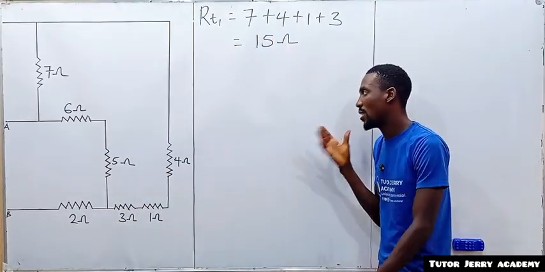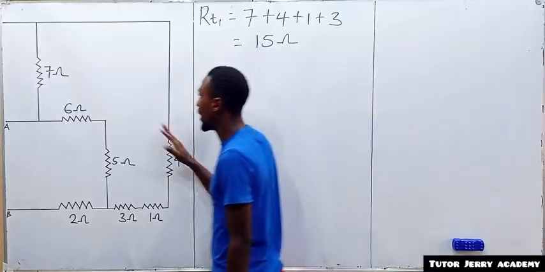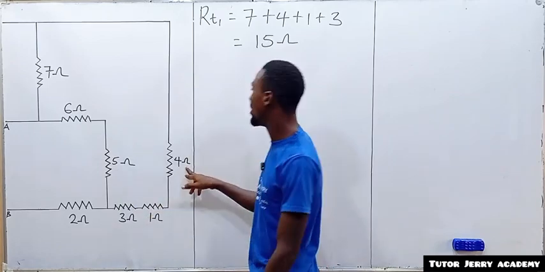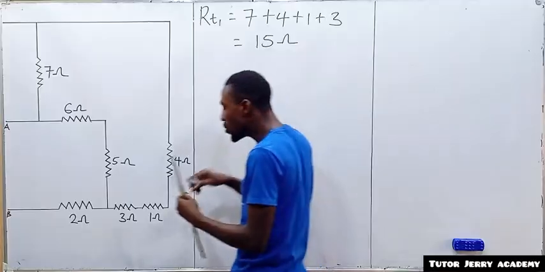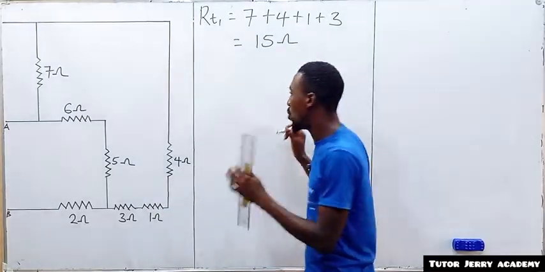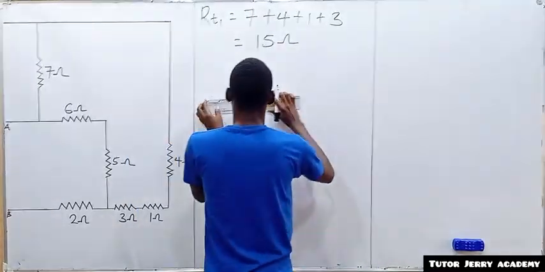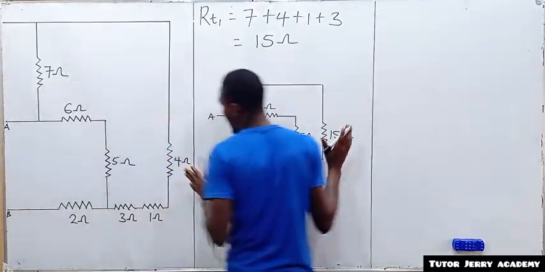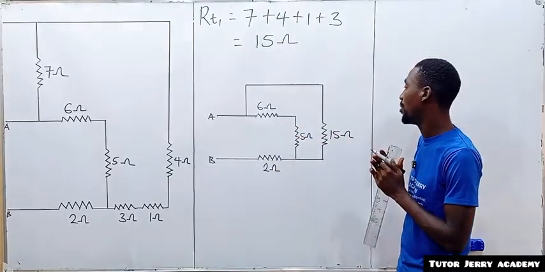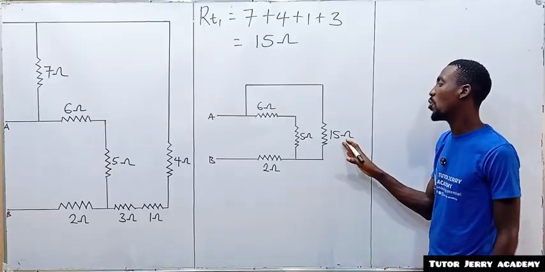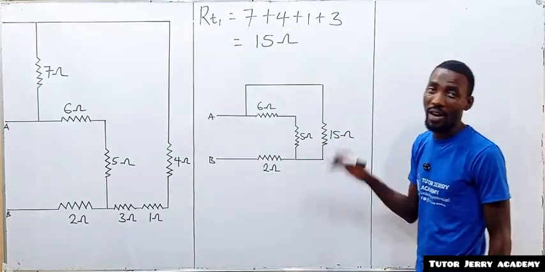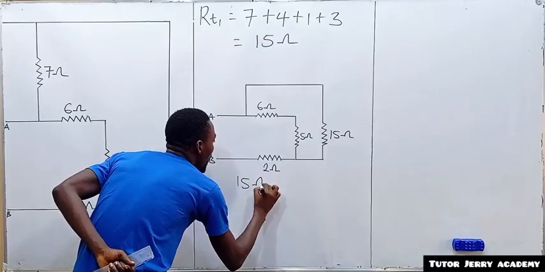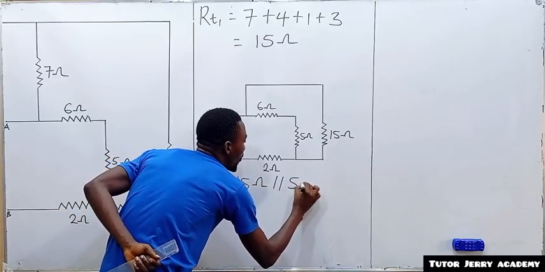So it therefore means that we can eradicate what we have here, replace this with 15 ohms. So our new diagram is going to look like this. All right, so you are going to observe that this is how our diagram is going to look now. You are going to see that 15 ohms is in parallel with 5 ohms.